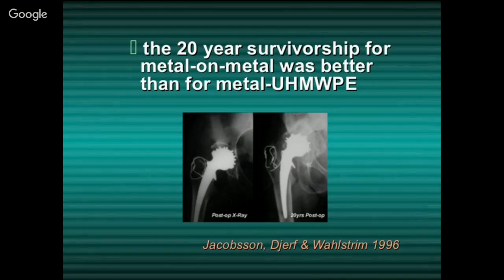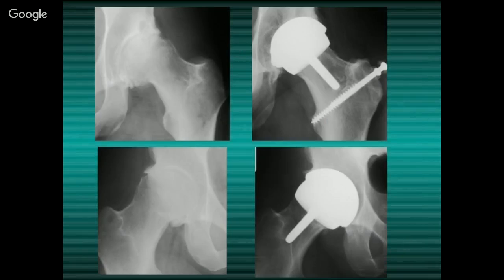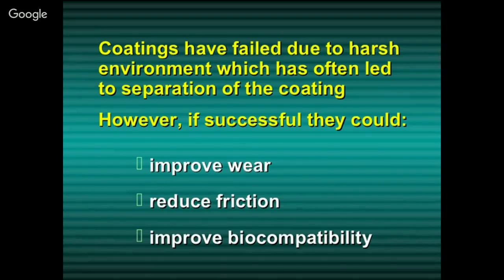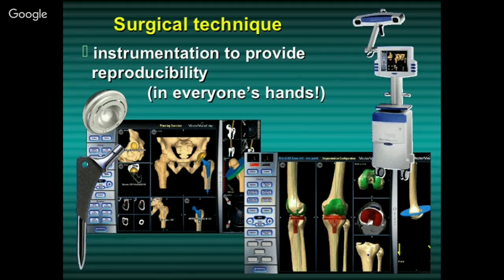But there is an article published on 20-year survivors in which metal-on-metal was better than metal on ultra high molecular weight polyethylene, the Müller prosthesis. Future trends: coatings have failed due to the harsh environment, which has often led to separation of the coating. However, if successful, they could improve wear, reduce friction, and improve biocompatibility. So these are the newer implants that have come.